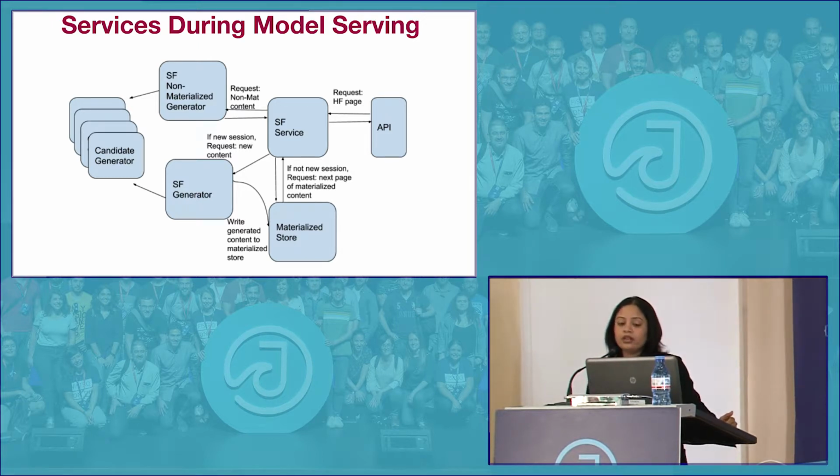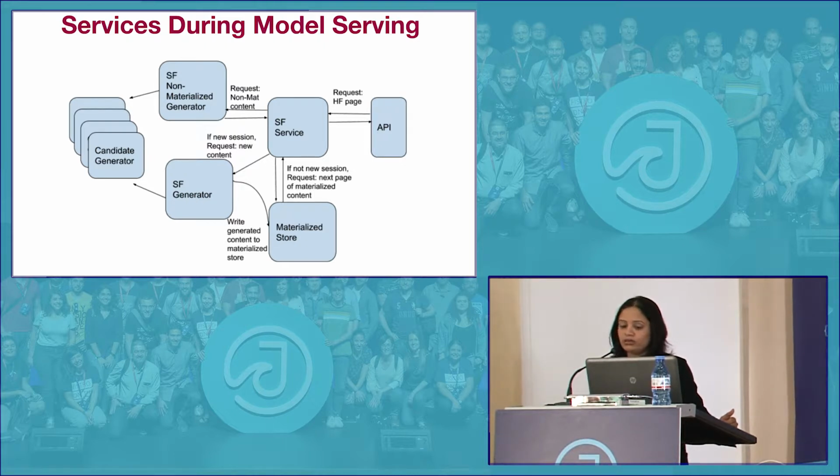And then the non-materialized generator, think of it as a cache. And the materialized store is not the cache. It's the place where pagination happens, which I'll talk about in a little bit. But the request goes to the smart feed service, and then the smart feed service asks the non-materialized generator, which is also the cache, does this user's home feed exist here? If the answer is yes, it's returned.